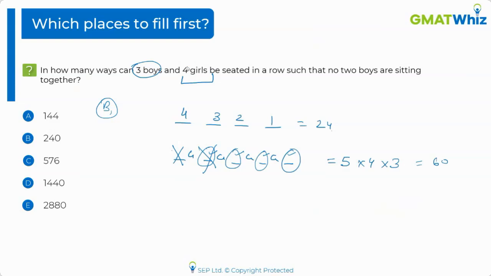The thing that you need to remember is make the girls sit together and then put in the constraint of the boys.